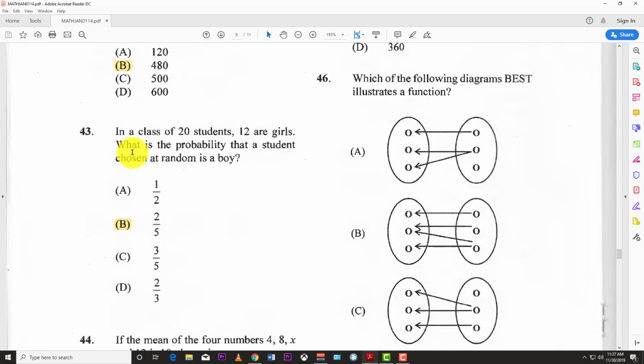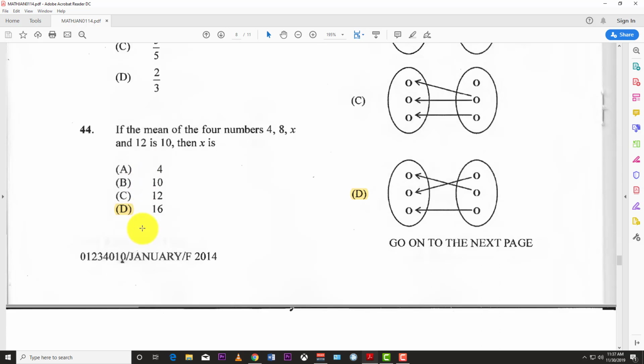43. In a class of 20 students, 12 are girls. What is the probability that a student chosen at random is a boy? And the answer is B, 2/5.